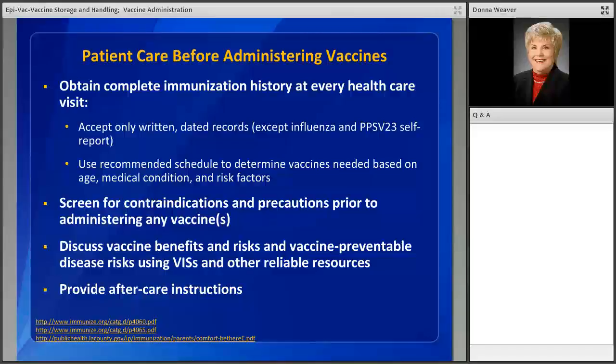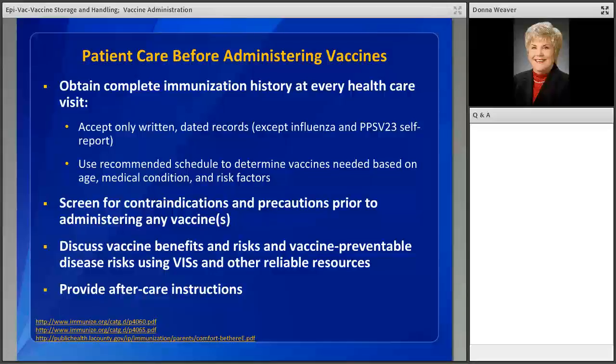The patient's immunization history should be reviewed at every healthcare visit. When the patient arrives, providers should obtain a complete immunization history and compare the patient's immunization record to the medical record and immunization information system or registry data if one is available. Use the current immunization schedule based on the age of the patient to determine all recommended vaccines that are needed. Also assess for any vaccines that are indicated based on health status, occupation, or other risk factors.